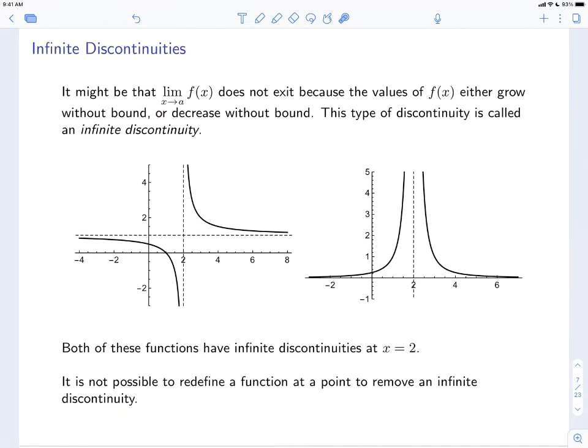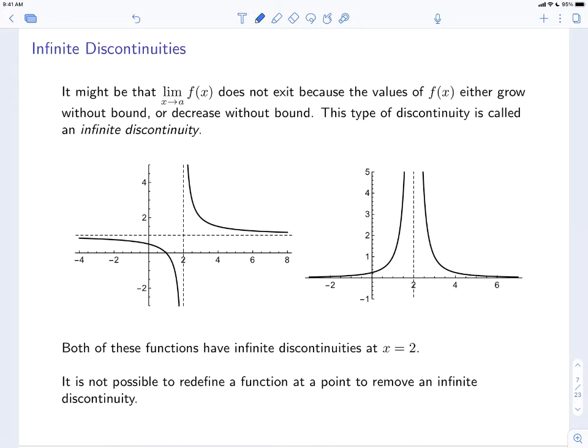Another type of discontinuity is called an infinite discontinuity. In this case, the limit doesn't exist because the values grow or decrease without bound. This type of discontinuity is called an infinite discontinuity because the limit as x approaches a of f at x is what we called an infinite limit. Both of the functions that are displayed here have infinite discontinuities.